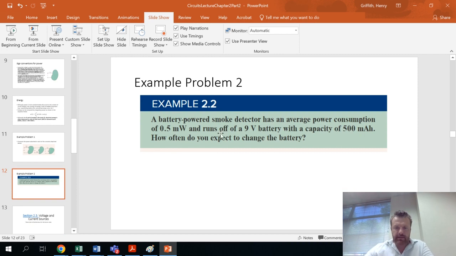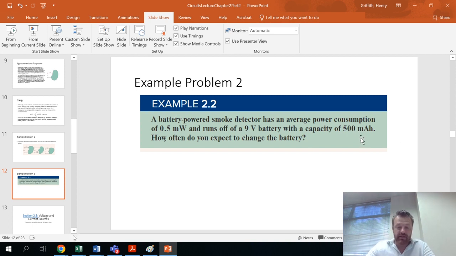So let's do this particular example. We have a battery-powered smoke detector. It has an average power consumption of 0.5 milliwatts and runs off a 9-volt battery with a capacity of 500 milliamp hours. So when you talk about capacities of batteries, there's lots of different ways to see them. It's very uncommon to see them measured in joules. Sometimes you see them measured in units of charge, or since current is simply the rate of flow of charge, you can also see them specified in terms of milliamp hours.